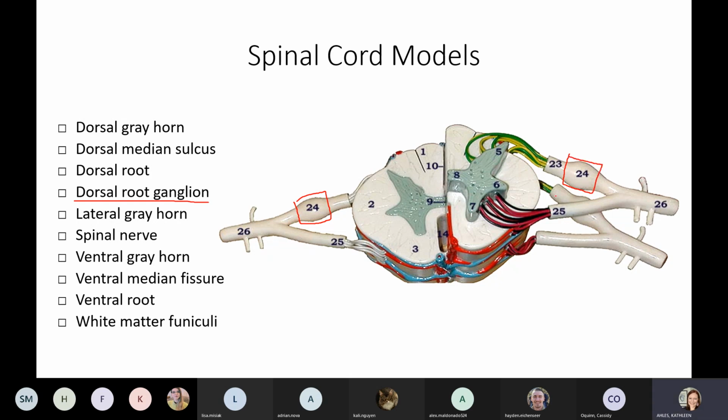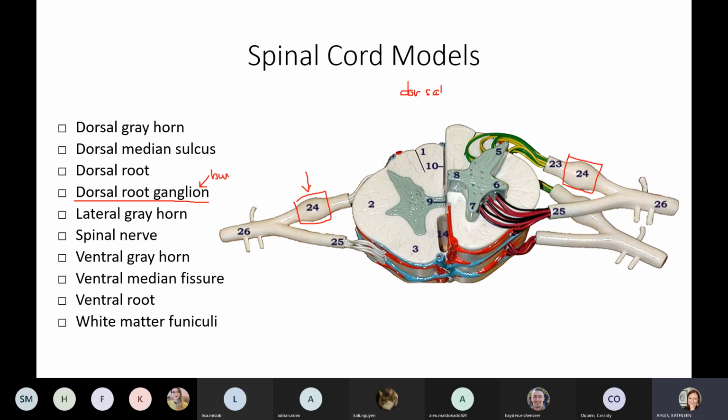The reason I must find the dorsal root ganglion at the very beginning is because the dorsal root ganglion helps me to tell the difference between the dorsal side, which is the back side, and the ventral side, which is the front side. So this is the dorsal side, the back side of my spinal cord, because it's the side that has that dorsal root ganglion. The word ganglion just means a bump.